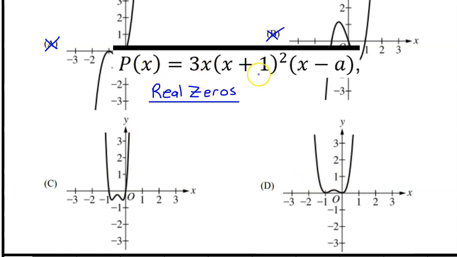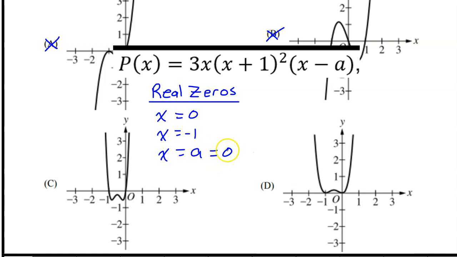We can easily identify 2 real zeros of p of x. We know that one will be x equals 0 coming from this monomial in the front, and we know that x will equal negative 1 coming from the x plus 1, setting that equal to 0. There might be a third one. There might be x equals a if we set that equal to 0. I'm saying might because a could be any real number, including a might be 0. So it might not actually be another real 0.